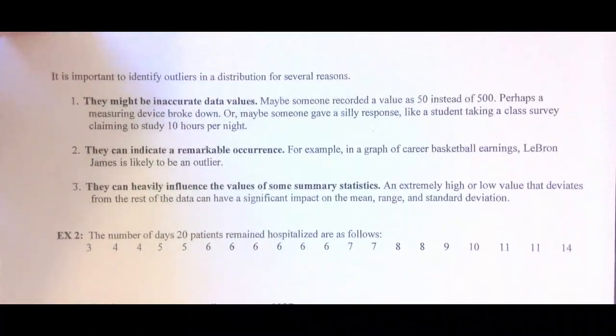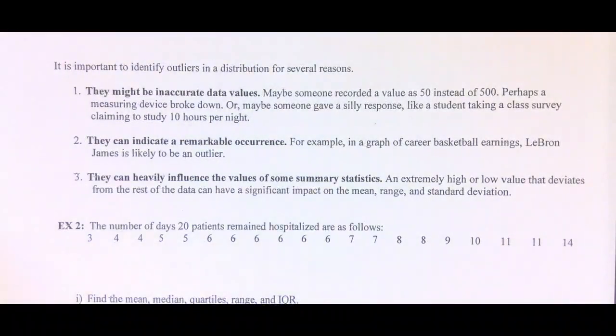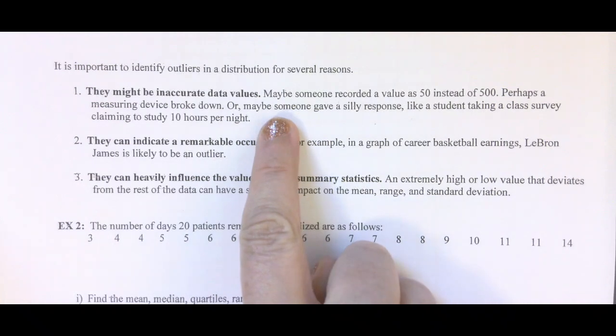All right, it's important to identify outliers for several reasons. One, it might be inaccurate data values. Maybe we had someone have a recording error. They recorded a value as 50 instead of 500, right? They lost a 0. Maybe the measuring device broke down. Maybe someone gave us a silly response, like taking a class survey, claiming to study 10 hours per night. So it could just be that we have goofy data. Maybe someone recorded it wrong.